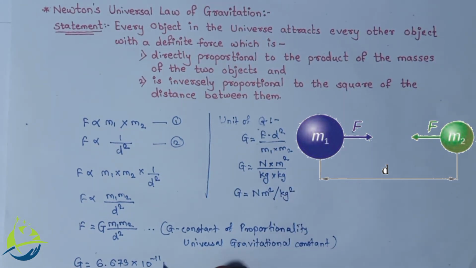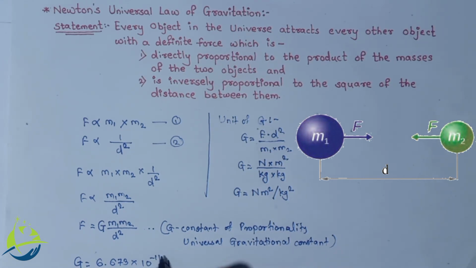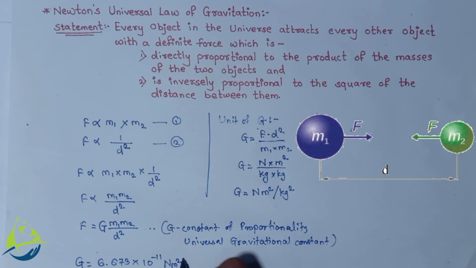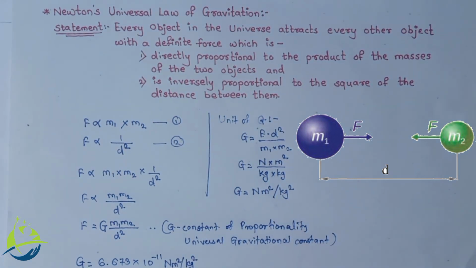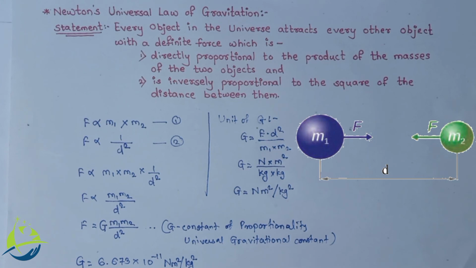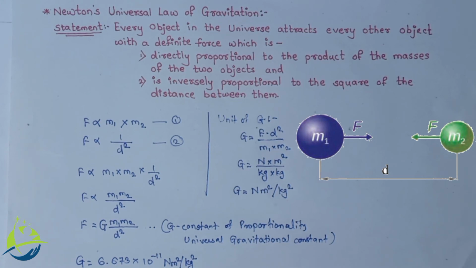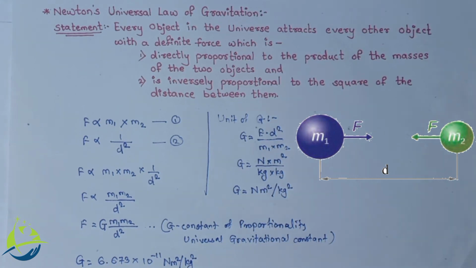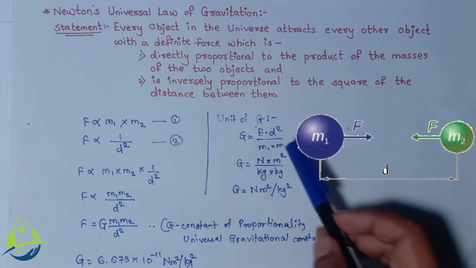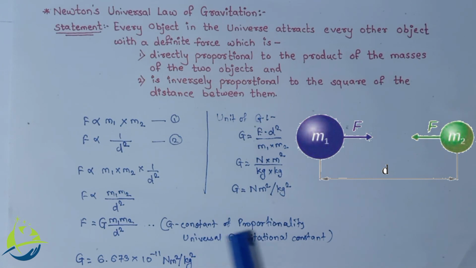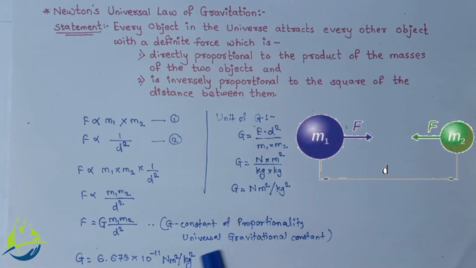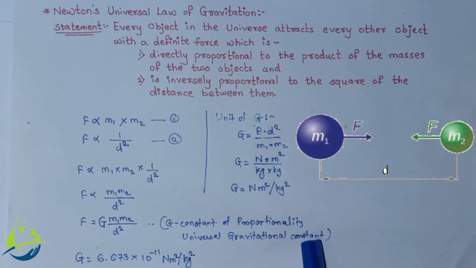So we can write here the value of G as 6.673 into 10 raised to minus 11 Newton meter square per kg square. Okay, this is your Newton's universal law of gravitation. Its formula, the statement already given, how to derive its formula, and the unit of G. Capital G means constant of proportionality, also known as the universal gravitational constant.